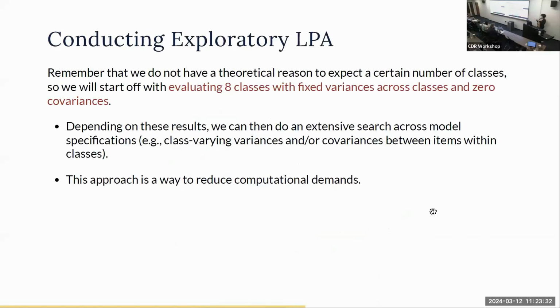And so again, since most of you are going to be starting off basically at ground zero, and you may not have a theoretical reason to expect a certain number of classes, what I usually do is start to evaluate 8 classes with fixed variances across classes and zero covariances. I use that as a starting point because depending on those results, you can then do more extensive searches across different model specifications to get towards that final class solution that you're wanting. And also because we are working with different computer systems, laptops, whatever, this is just a way to reduce computational demands as opposed to just running everything that you can think of.